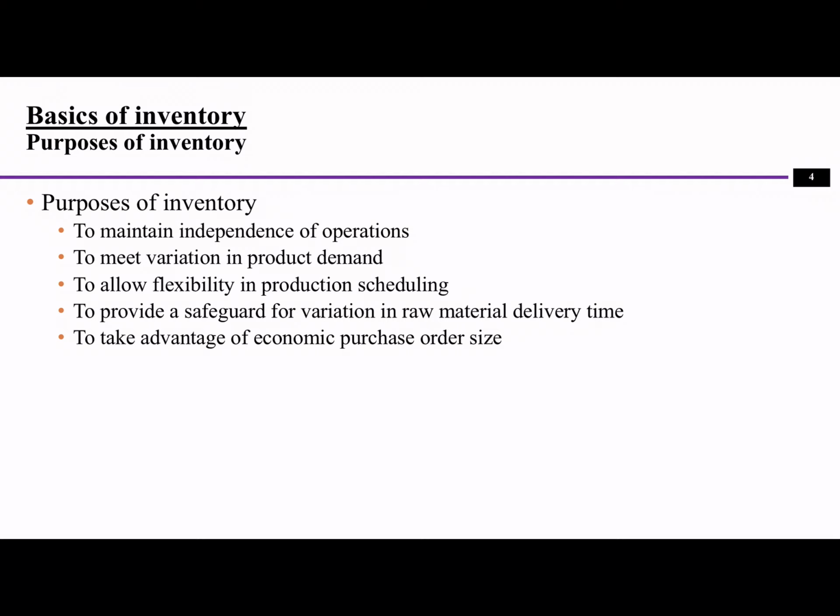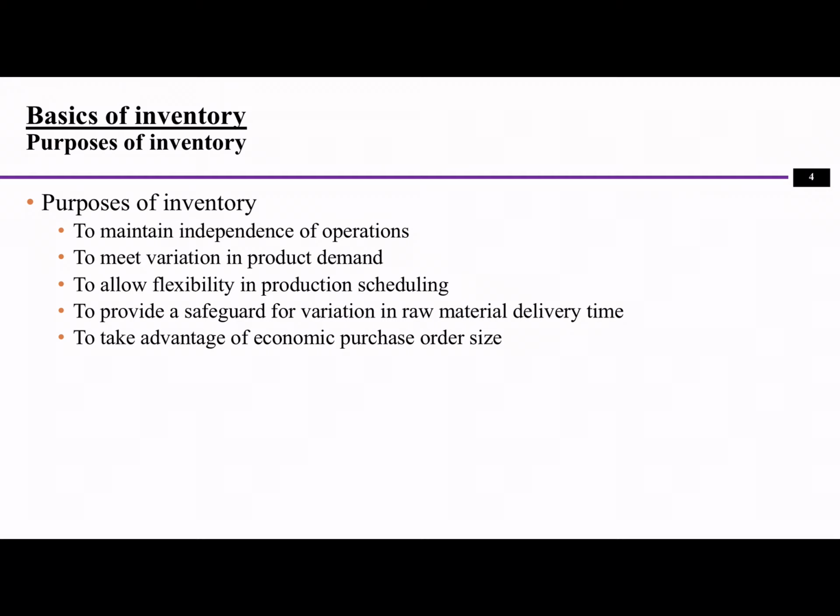All right, another one is to meet the variation in product demand. Because we have the forecast, but the forecast is not always accurate, so there's also a probability in there. In this case, we can hold a little bit of extra inventory, and then when the demand increases, we can immediately fill the demand.